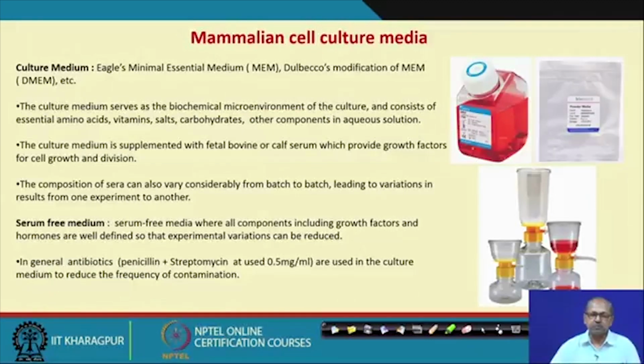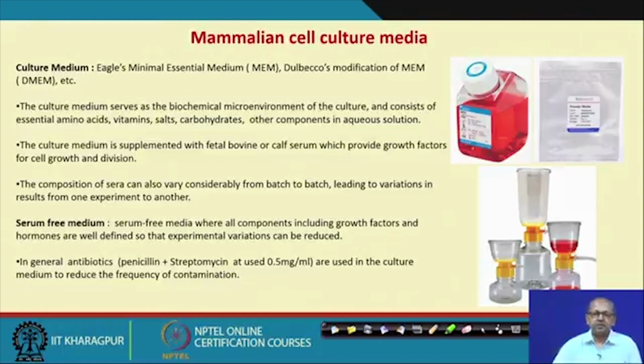The culture media should be supplemented with calf serum or bovine serum to provide growth factors, because mammalian cells need not only macro and micronutrients, they need growth factors in the form of cytokines, chemokines or insulin like growth factors. So, the natural source is fetal calf serum, but the composition of serum is not always constant. In a natural source there will be batch to batch variation, so you may not get consistent results with this method.